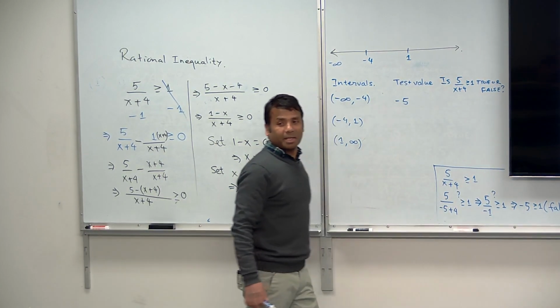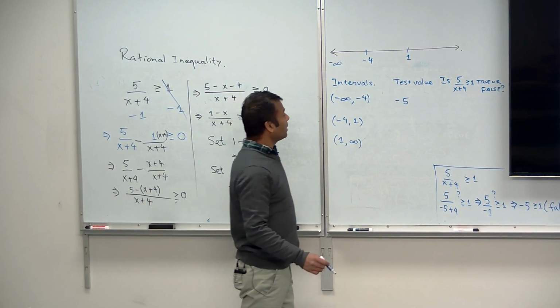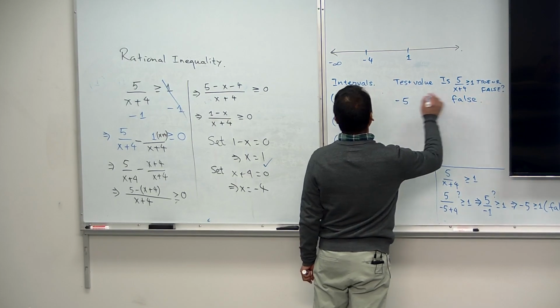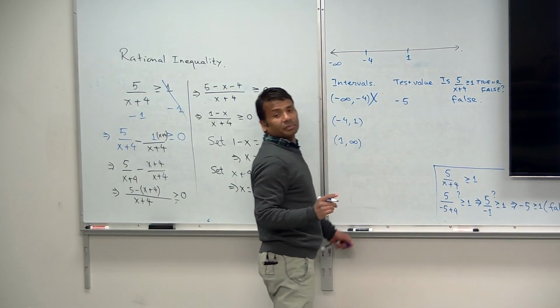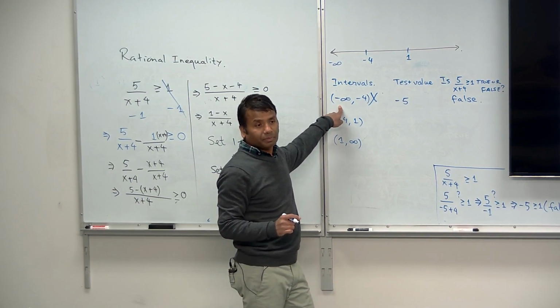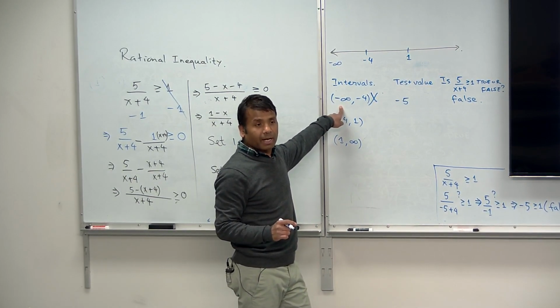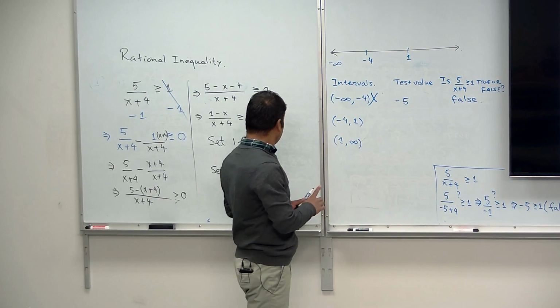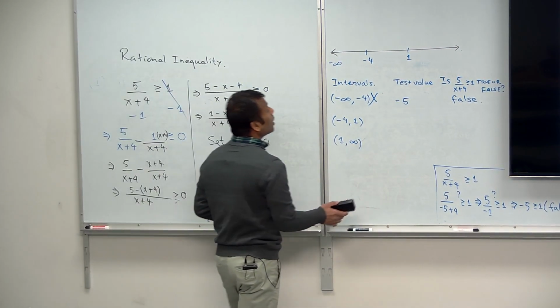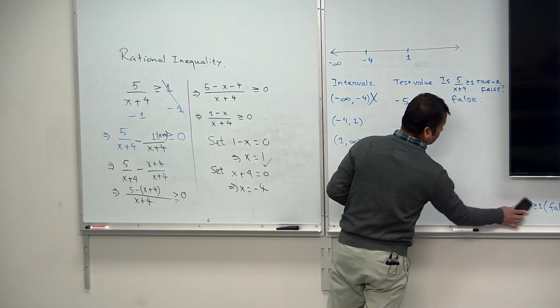Okay? Did you get it now? Good. So this is false. This is not a solution. This interval is not a solution set. Right? Did you get it? So now the next one, okay, -4, 1. What do you want to pick as a test value? 0.